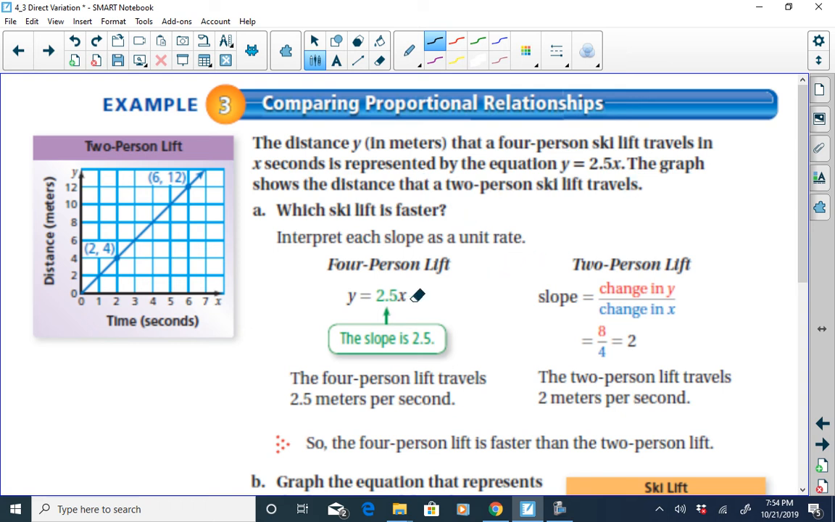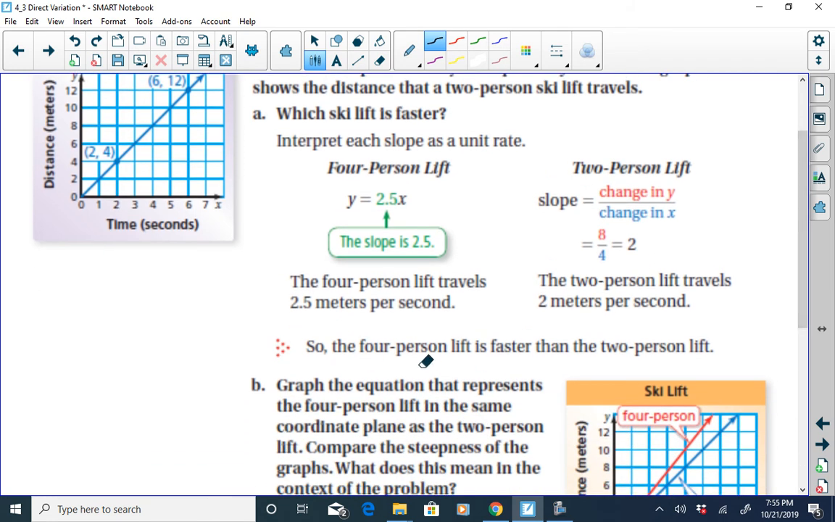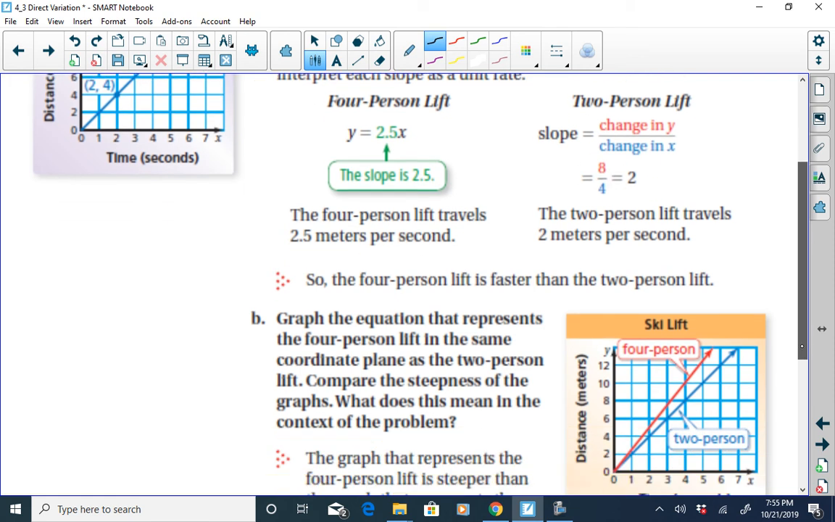So we have the 4-person lift represented by the equation y is equal to 2.5x. For the 2-person lift, we know the slope is 2. So we know the 4-person lift is faster than the 2-person lift because 2.5 meters every 1 second is faster than 2 meters every 1 second.